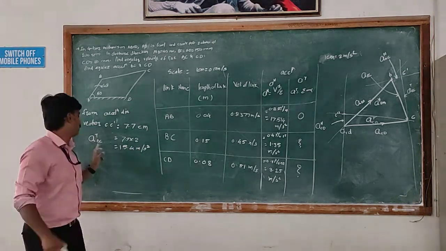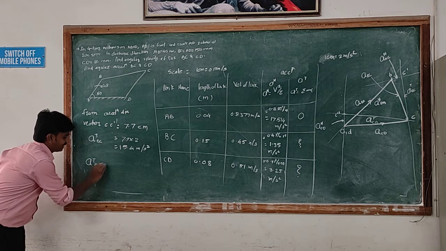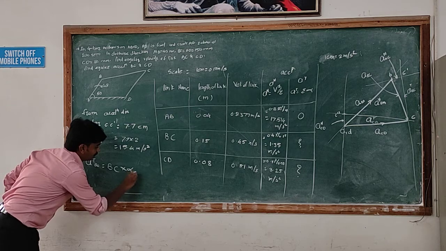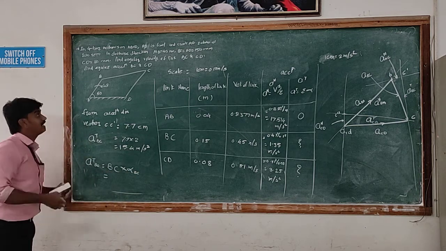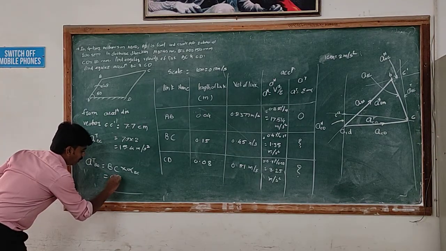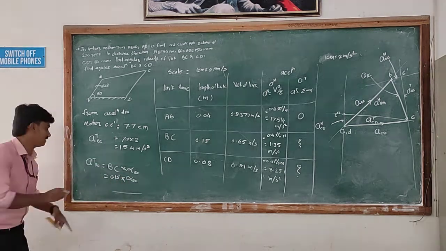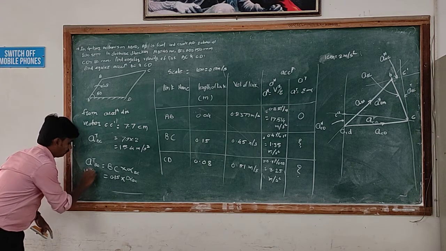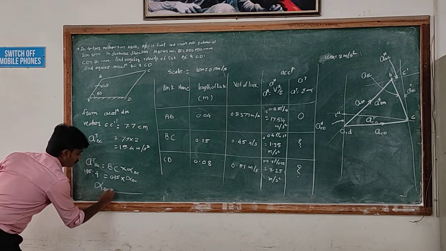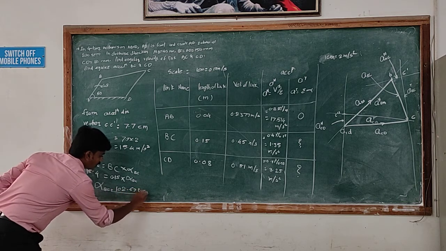And what is the formula for tangential acceleration? Tangential acceleration of any link is equal to link length into its angular acceleration, that is, the angular acceleration of the link BC. Length of the link BC is 0.15 meter, so 0.15 into alpha BC, which we don't know, and the tangential acceleration of the link is 15.4. If we calculate this, alpha BC is equal to 102.67 radian per second square.